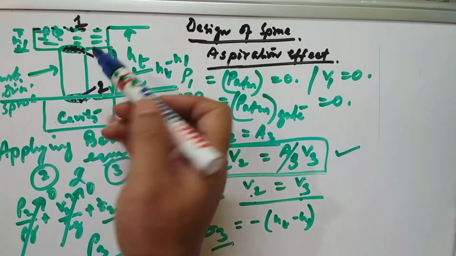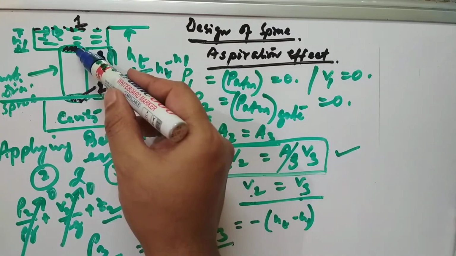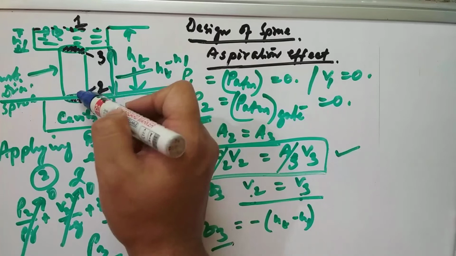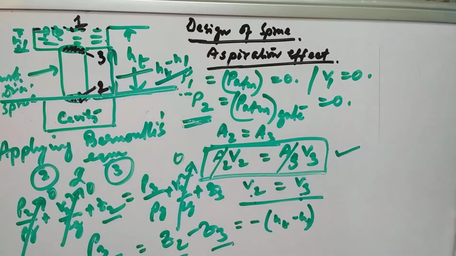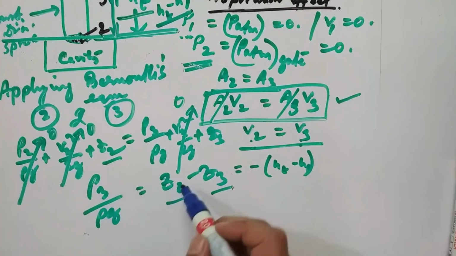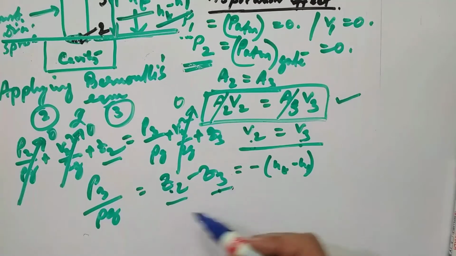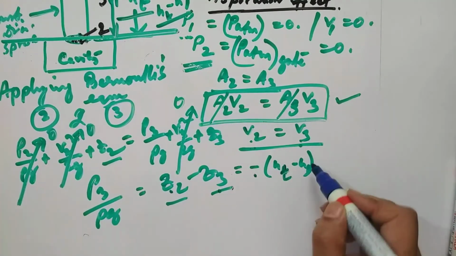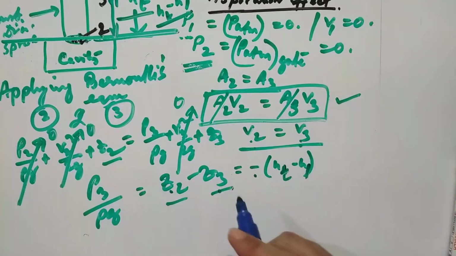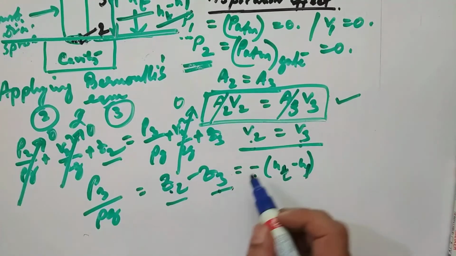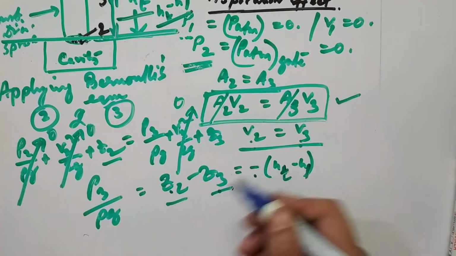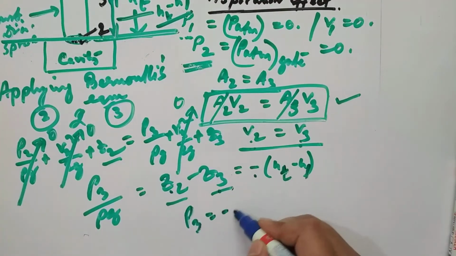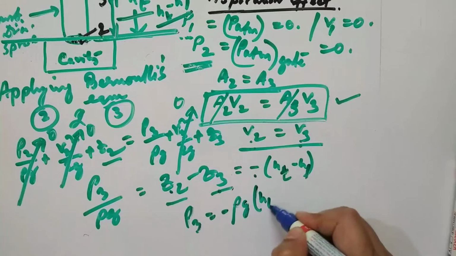If you consider Z3 minus Z2, it will be HT minus H1. Now we are having Z2 minus Z3, so that will give you minus of HT minus H1. Look what we have. So you can see P3 equal to minus of rho g into HT minus H1 as well.